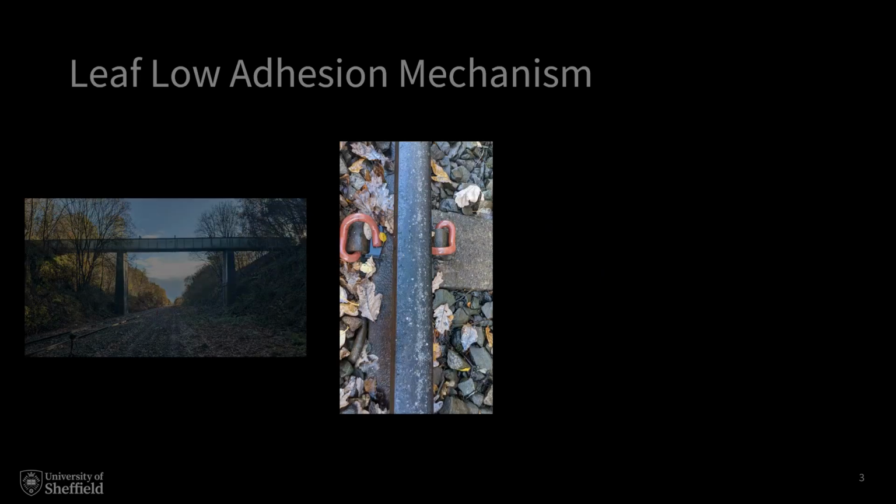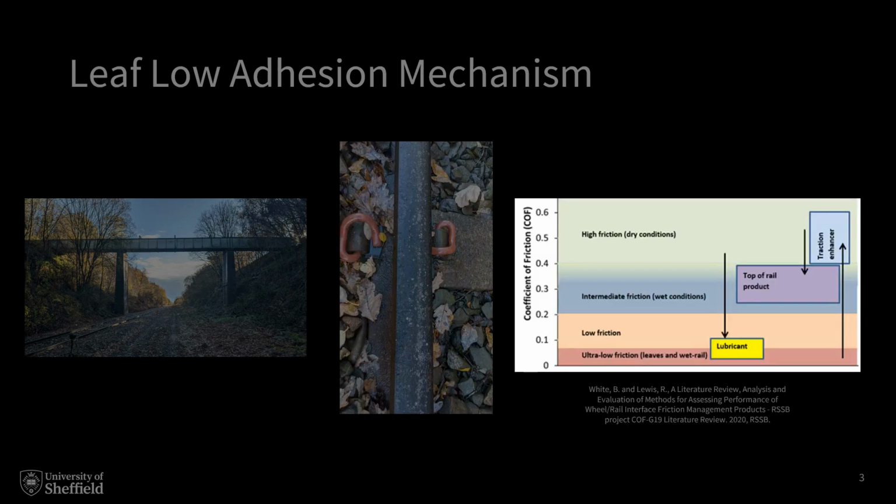Leaves cause low adhesion when they fall onto a rail, mainly during autumn. The leaves are then crushed by repeated train passes, and that creates the characteristic black leaf layer that's shown here. The leaf layer is extremely slippery, especially when combined with water, and it reduces traction levels well below what's required for safe braking demand. So for train operation, for traction, for braking, you need at least 0.1 coefficient of friction, and leaves take you well below that.